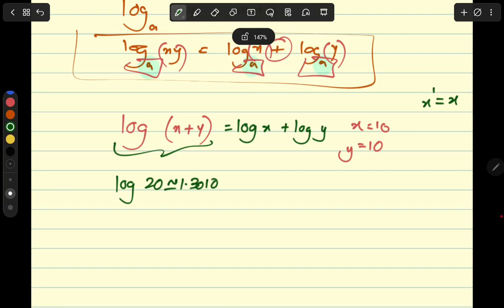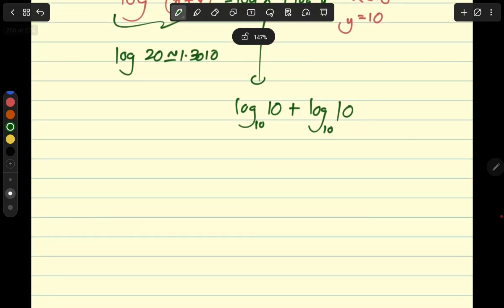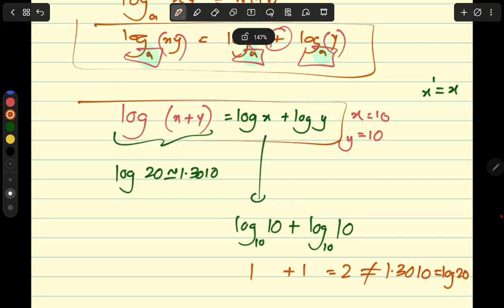Now, if you rewrite it as log x plus log y, this green part now becomes log 10 plus log 10, and this is log 10 base 10 and log 10 base 10. If the argument and base are the same, then this is just 1. So this is 1 plus 1, which is 2, and which is definitely not equal to 1.3010, which was log of 20. So clearly this cannot be true, therefore we'll put this not equal to sign here. So this is a false statement.